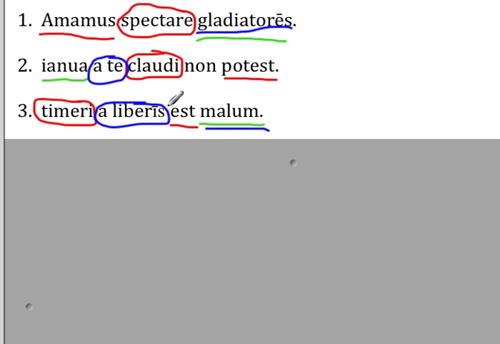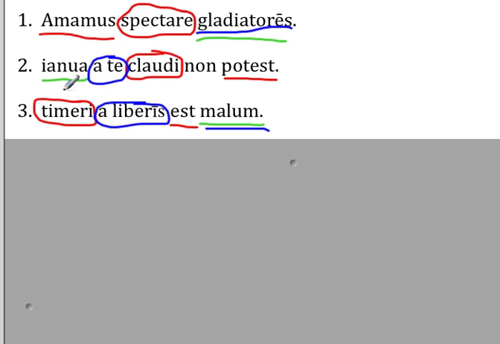So, you might remember the other night I showed you that one possible way to translate sentences with infinitives is to start with the infinitive, especially if there's a linking verb, as we have here with est. So I'm going to actually start with this before I translate the verb and see if it works. To be feared, present passive infinitive, to be feared by children is bad. Hey, that makes sense. Another way to express this is, it is bad to be feared by children.